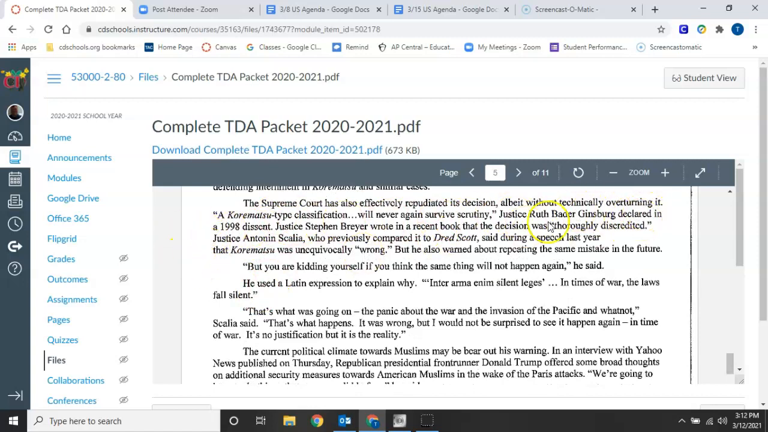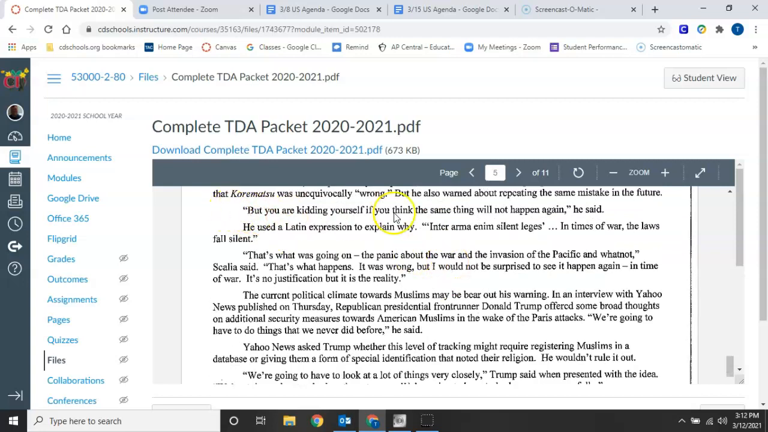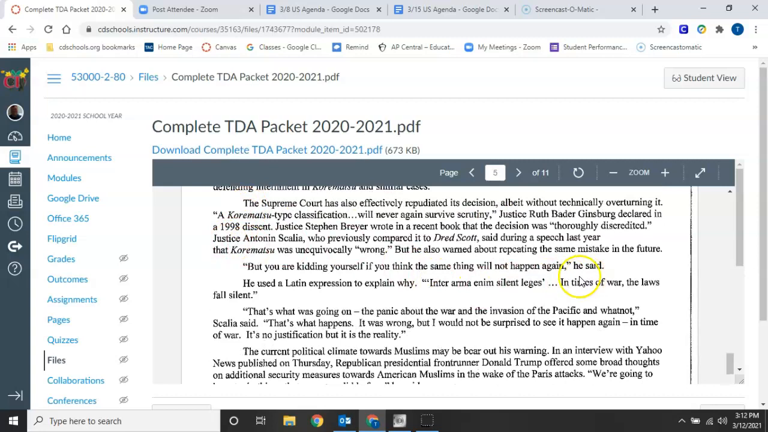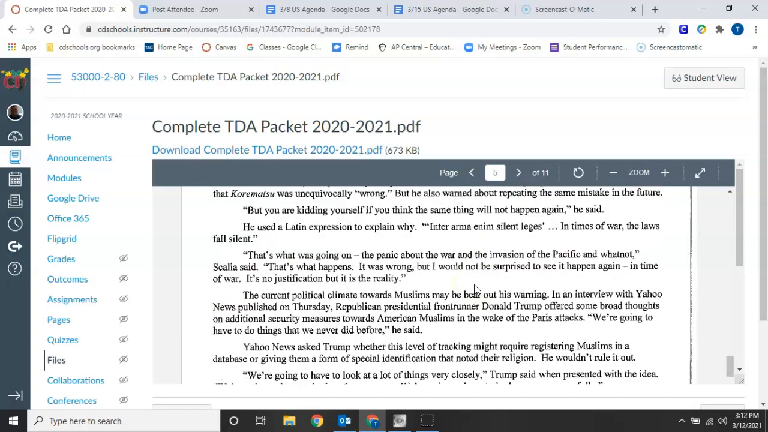All these individuals were, Ruth Bader Ginsburg and Antonin Scalia. They were alive at the time of this article. Obviously, both of them have passed away since then. But at the same time, you have points here that are made, with Antonin Scalia stating, using this Latin expression, that in times of war, the laws fall silent. That's the translation of this Latin phrase here. All right. And then, while it's wrong to do things like this, it won't be surprising to see it happen again.